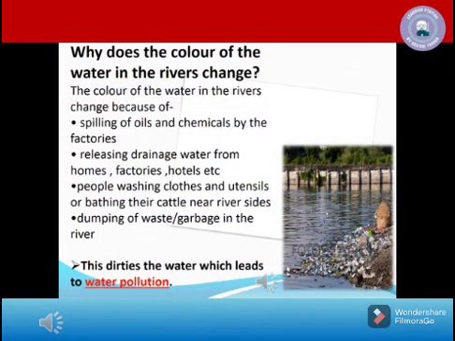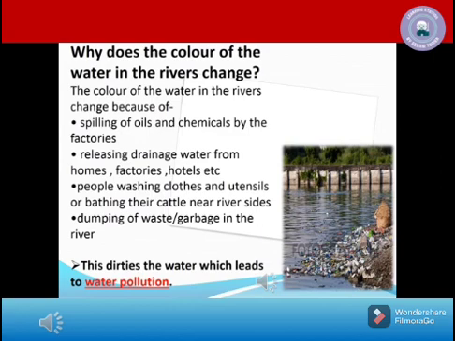Why does the color of the water in rivers change? The colors of the water in the rivers change due to spilling of chemicals and oils by the factories into the river, washing clothes and utensils, or bathing the cattle near river sides, and dumping of waste and garbage in the river.